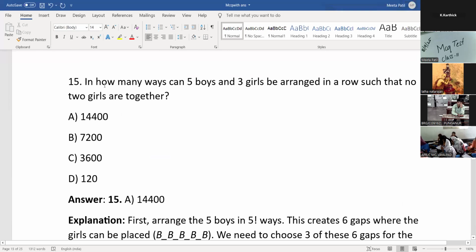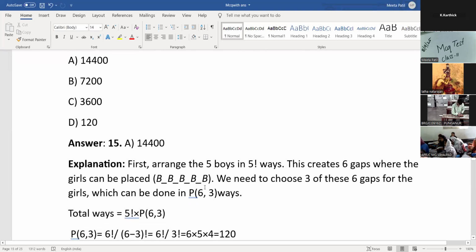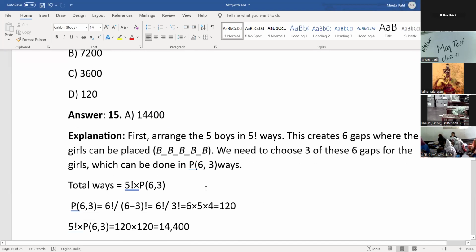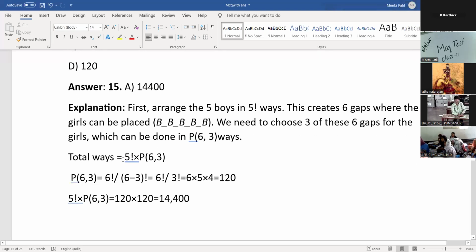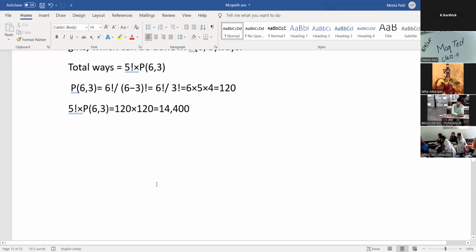Here you have: in how many ways can 5 boys and 3 girls be arranged in a row such that no 2 girls are together. So here we have to arrange in that way. That means 1 boy, 1 girl, 1 boy, 1 girl. So in that way we have to arrange. For that we get the formula, can you see here, the total number of ways is 5! into P(6, 3). If you solve 5! and P(6, 3), you will get the answer 14,400. So your correct answer is A, 14,400.